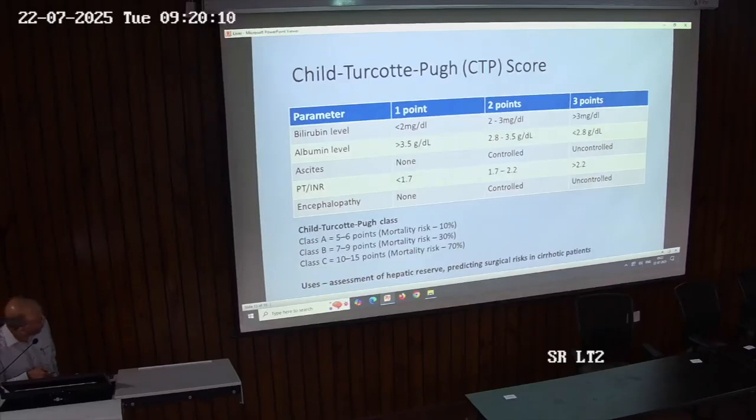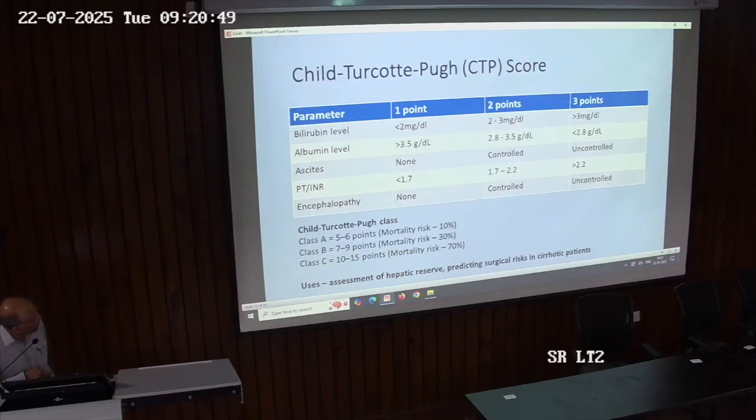So, a score of 5 to 6 points means that the liver is functioning very well, liver function is preserved. And the mortality risk of surgery is around 10% in these patients. It gives an indirect idea about the functional reserve of the liver so that the chances of surgery can be prognosticated and the person can be told as to what is the mortality risk.